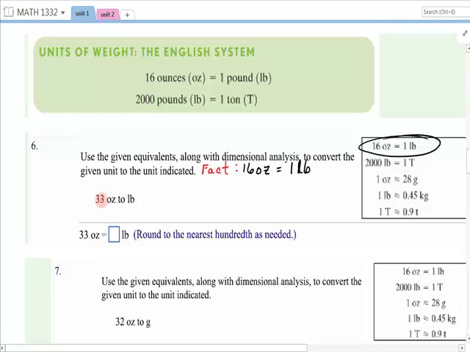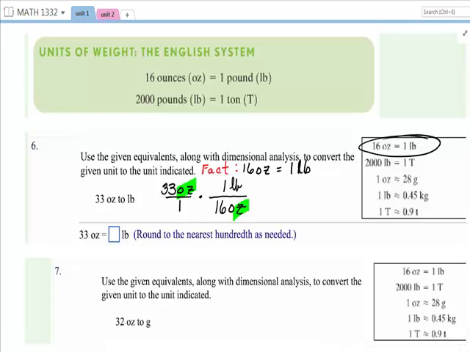So how do I do it? Dimensional analysis. Start with the given, 33 ounces, and put it over 1. Please put the unit on there. That's what helps you. Multiply it by the fact turned into a unit fraction, a fraction that's equal to 1. You want ounces to cancel out, so I will put my 16 ounces on the bottom and my 1 pound on top. I know I'm doing it right because the ounces cancel out. And that gives me 33 times 1 is 33, 1 times 16 is 16, and the only unit left is the pounds.